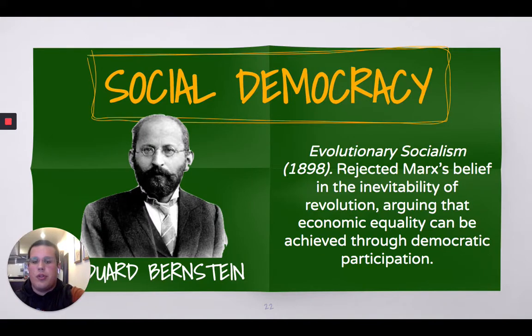In terms of social democracies, the main thinker is going to be Edward Bernstein. He writes Evolutionary Socialism in 1898, where he rejects Marxist beliefs in the inevitability of revolution, but he wants that economic equality for all in terms of social democracy.